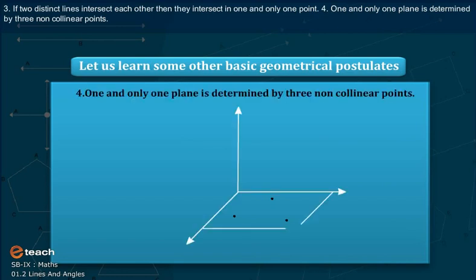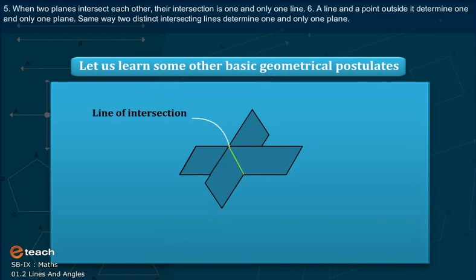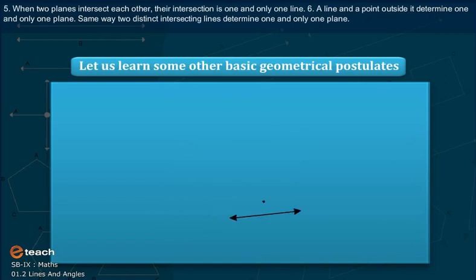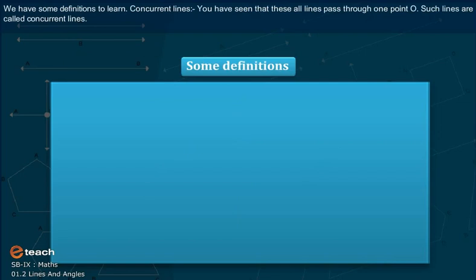4. One and only one plane is determined by three non-collinear points. 5. When two planes intersect each other, their intersection is one and only one line. 6. A line and a point outside it determine one and only one plane. In the same way, two distinct intersecting lines determine one and only one plane. 7. When a line does not lie in a plane but intersects the plane, then their intersection is one and only one point. We have some definitions to learn.